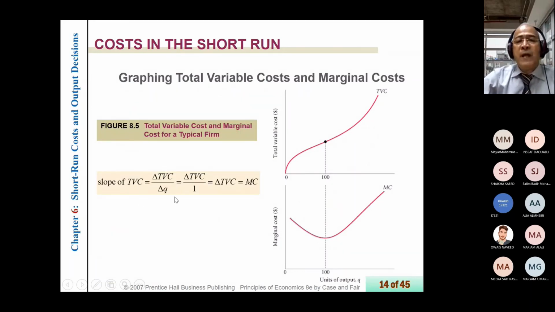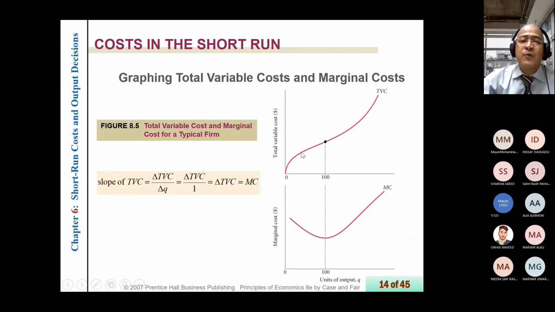So what's in this graph? I see here there is nothing new. I'm just repeating what I explained. In the first stage of production, from 0 to the inflection point, total variable cost increases at a decreasing rate because of specialization and division of labor.